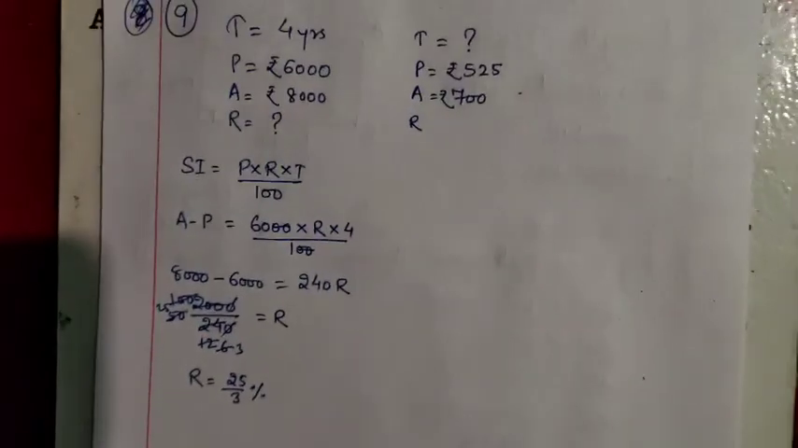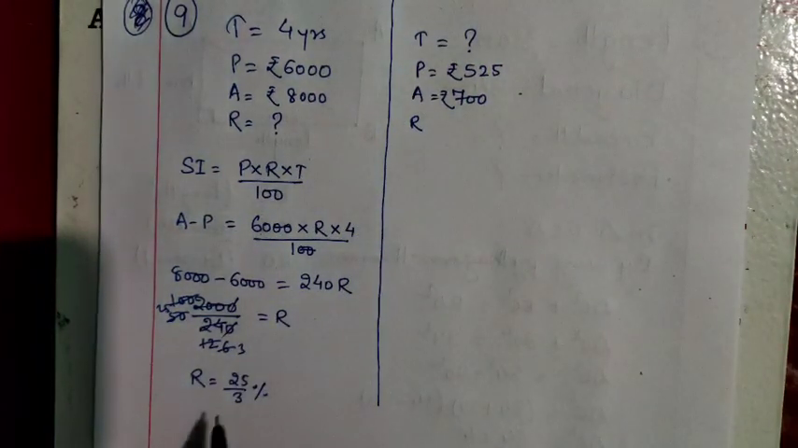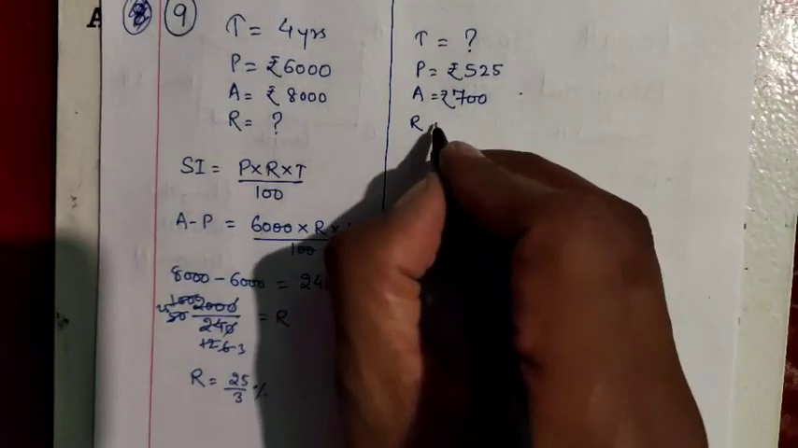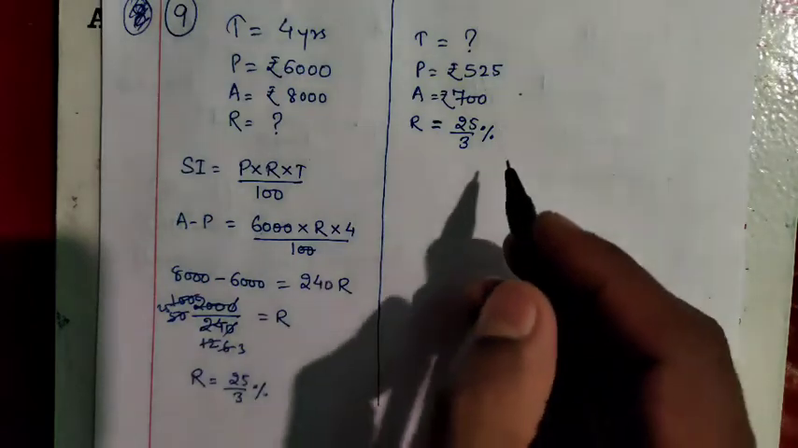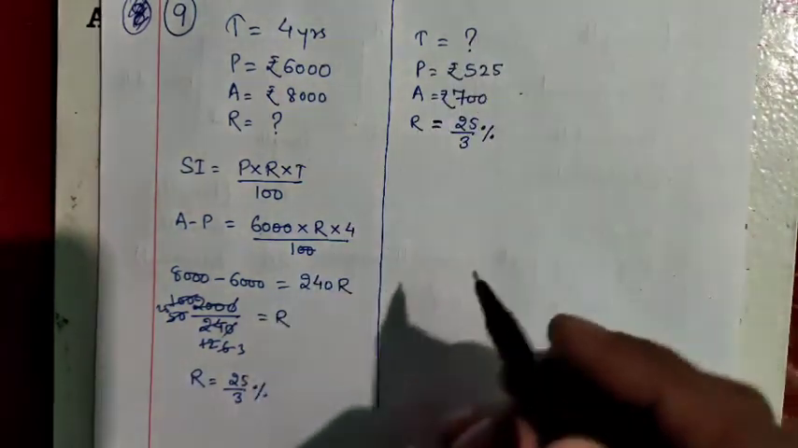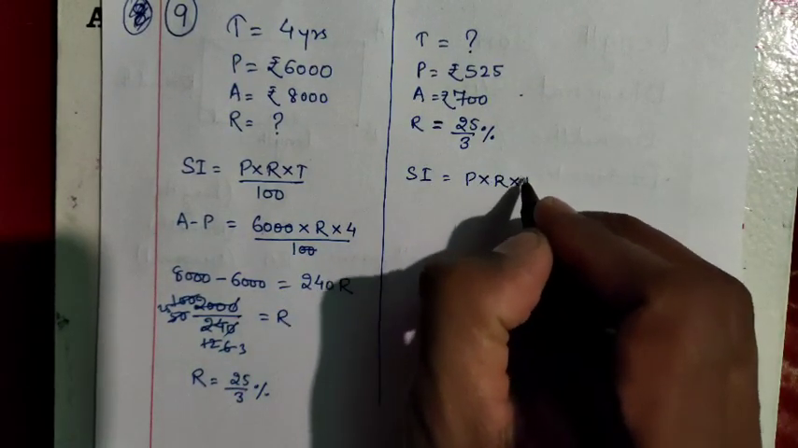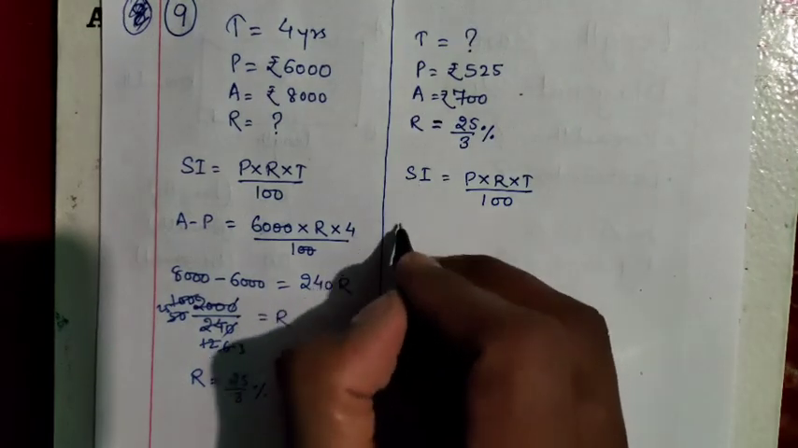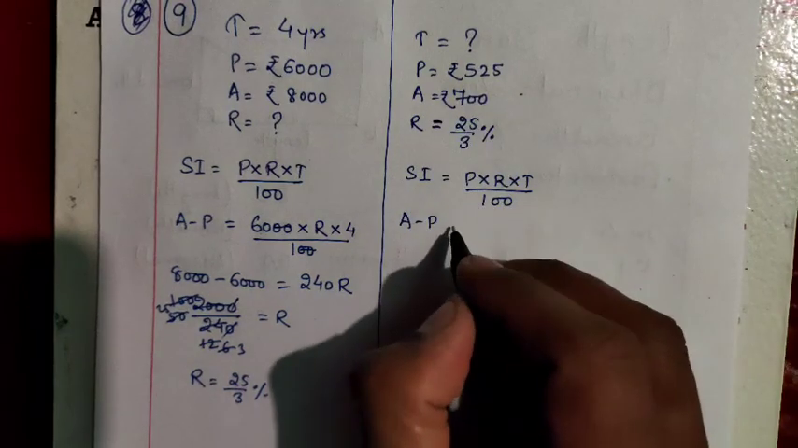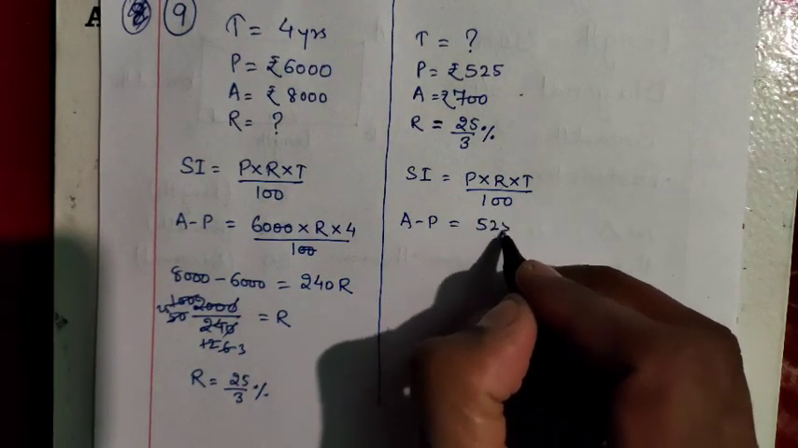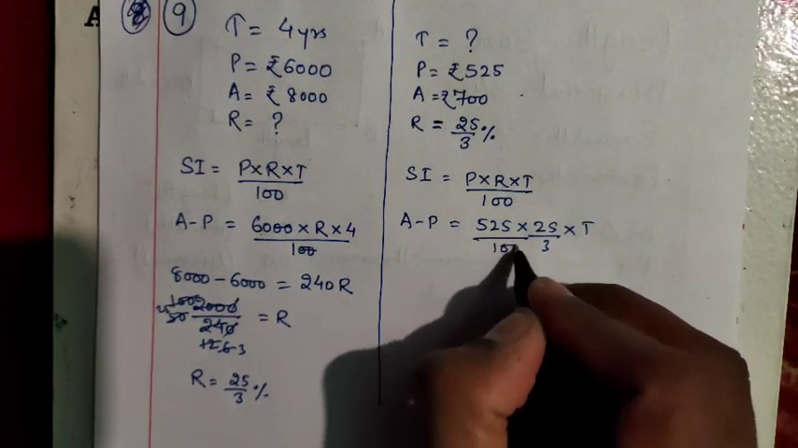Now according to this rate, the second part of the question is asking. Now let me make it two parts. According to this rate we have to calculate. Now the rate we have calculated is 25 by 3%. The rate of the first part will be equal to the second part. Now in this criterion we have to calculate time. Again here for SI we will use the same formula, P into R into T by 100. In place of SI we will write amount minus principal, because we don't know the simple interest directly, we know amount and principal. Now P, that is 525, R, that is 25 by 3, into T by 100.